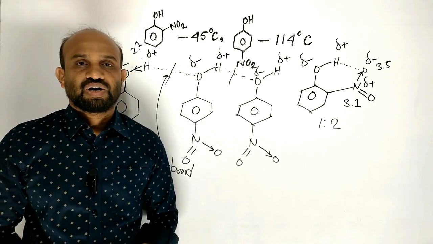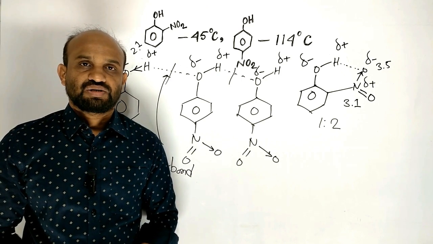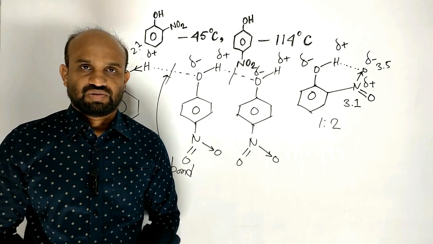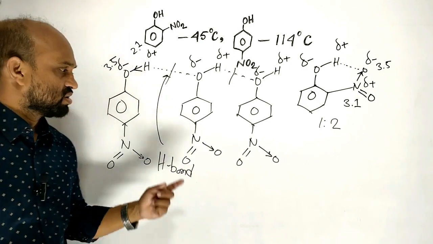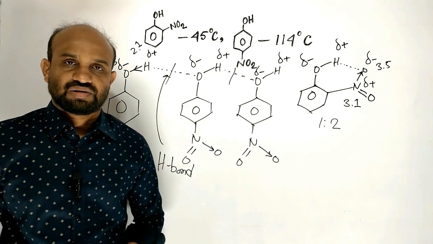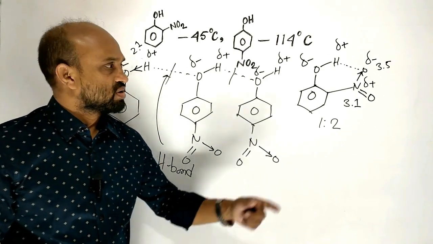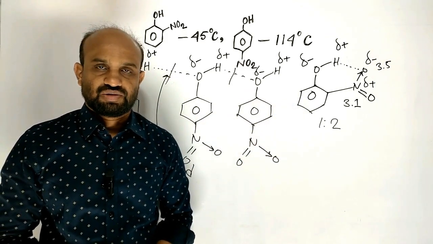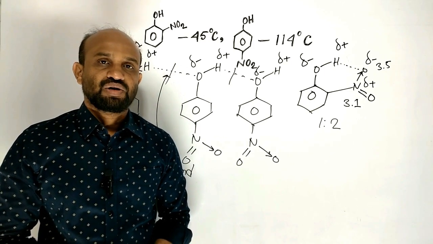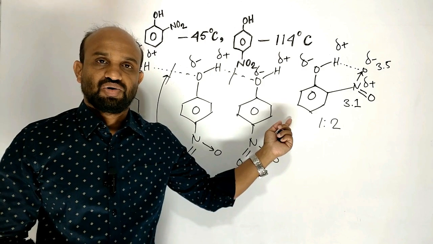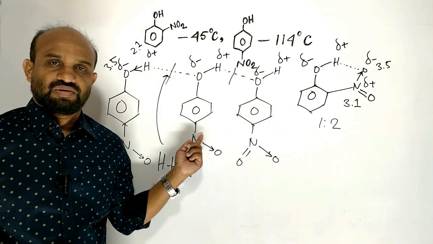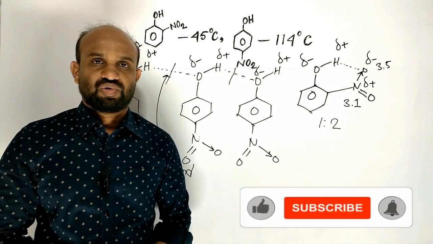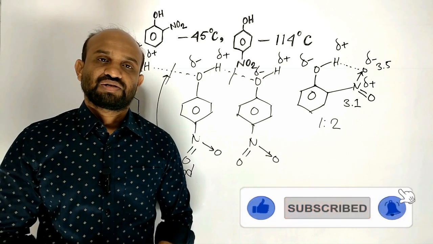So the reason behind the difference in melting points is intermolecular hydrogen bond and intramolecular hydrogen bond. In the case of paranitrophenol, molecules remain as clusters through hydrogen bonds, but in the case of orthonitrophenol, molecules remain as separate molecules. That is why the melting point of orthonitrophenol is lower than paranitrophenol. That is, intermolecular hydrogen bond and intramolecular hydrogen bond are responsible for the difference in melting points.